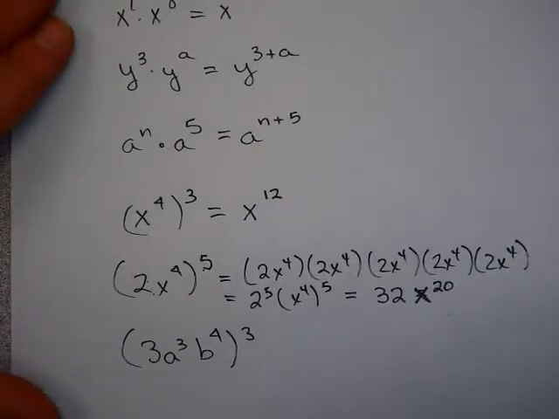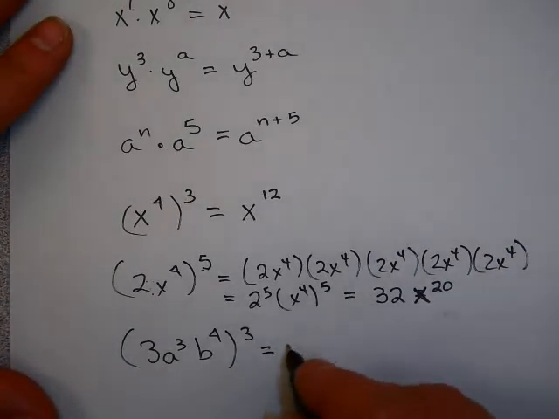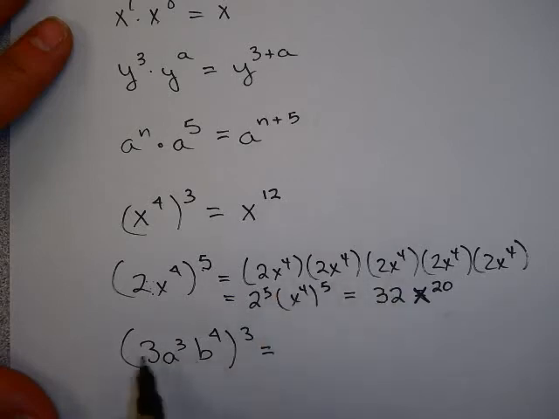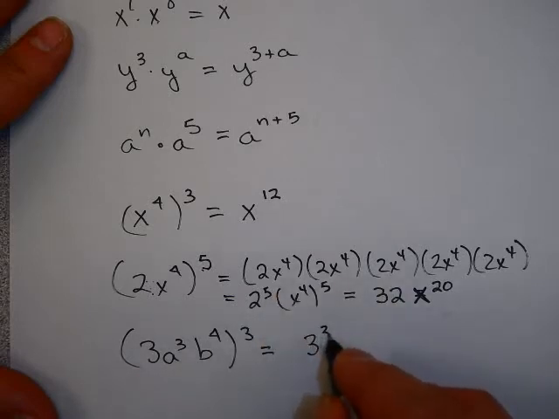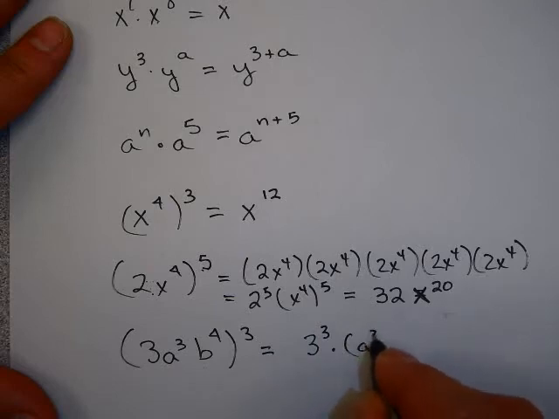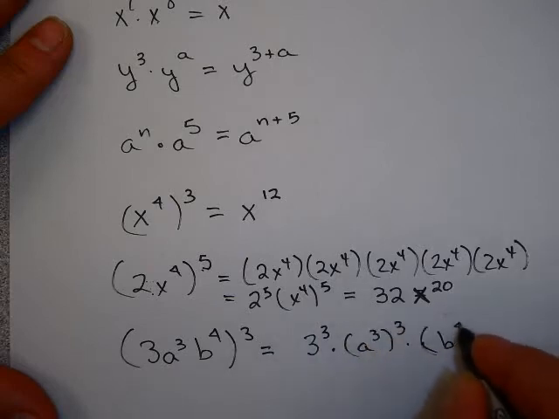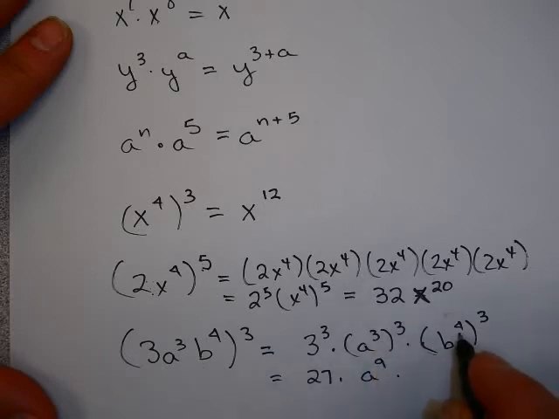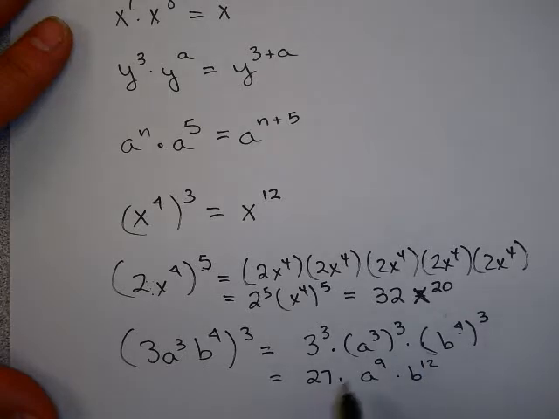Okay, last one. Let's do this using that last rule. Instead of multiplying this out, writing this out 3 times like I did the one above it, I'm going to say that's 3 to the 3rd times a cubed to the 3rd times b 4th to the 3rd. That's 27 times a to the 3 times 3 is 9, and b 4 times 3 is 12. So 27 a ninth b 12.